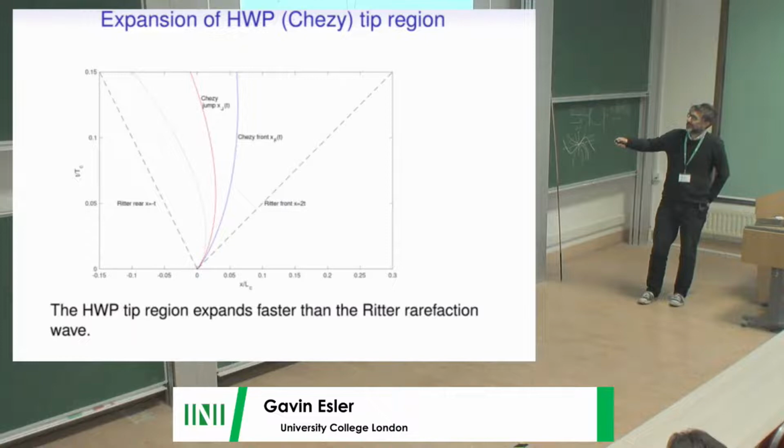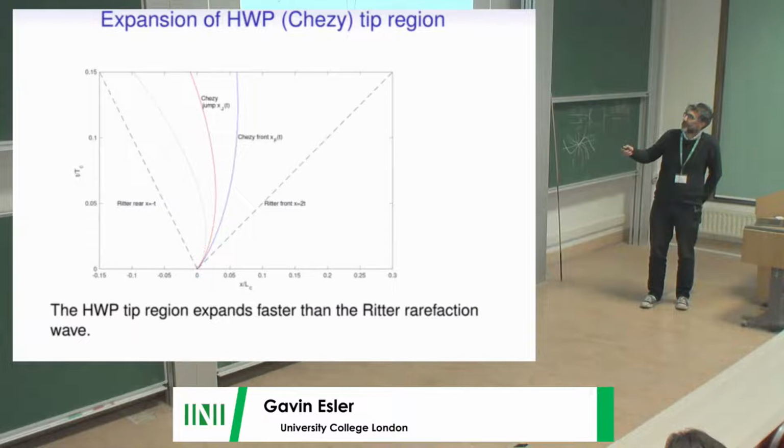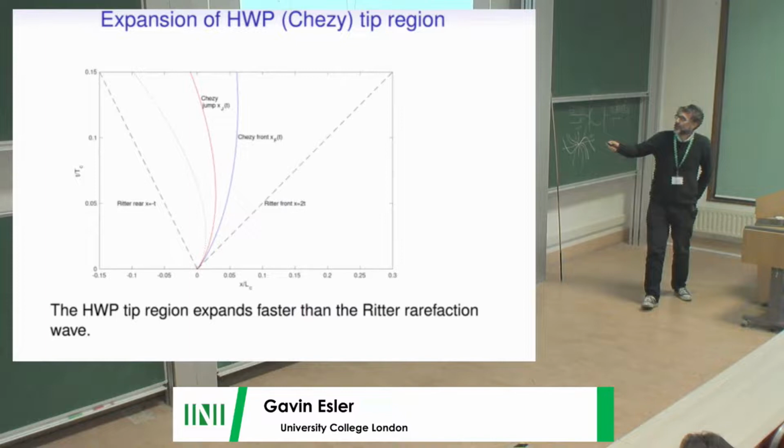One of the reasons I'm showing this is because we'll think about late time solutions in a moment. Small time theory might work for time of order one, but we know that's not going to be the case here because the tip region expands as t to the 4/3, whereas the rarefaction wave of the Ritter solution is expanding just proportionally to time. So we know that this tip region is going to overwhelm the Ritter solution after a certain amount of time.